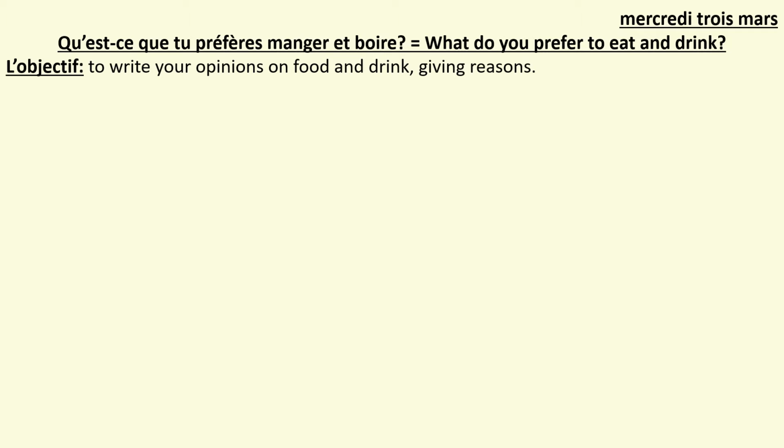As always, Year 8, please write down the date in French and underline it neatly in your book. This should be in the top right-hand corner of your page. Then on the next line down, write down the title in French and English. Qu'est-ce qu'il préfère manger et boire? What does he prefer to eat and drink? And then neatly underline that in your book. Then on the third line down, write down the objective, l'objectif, to use opinion verbs to describe what others think of food and drink. Pause to do that now. Press play when you're ready to do the do now.